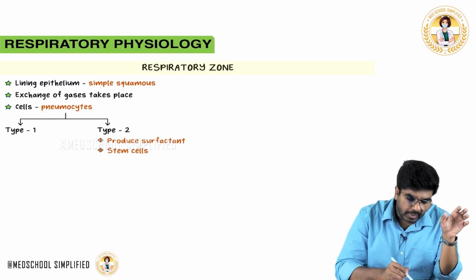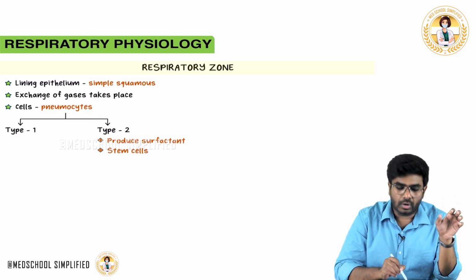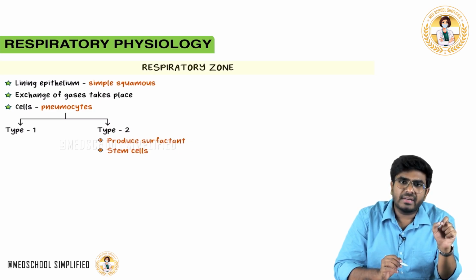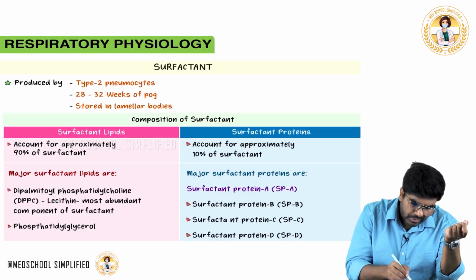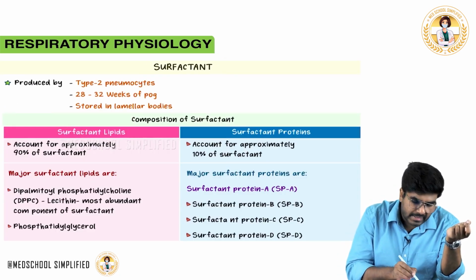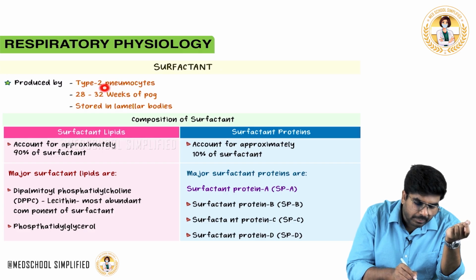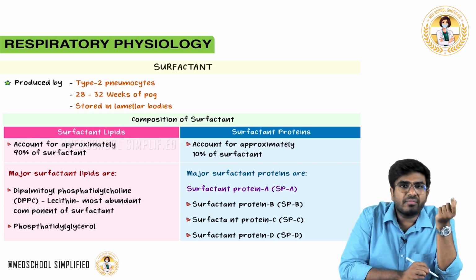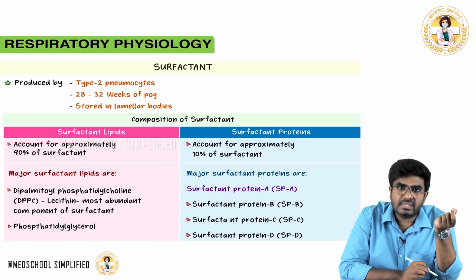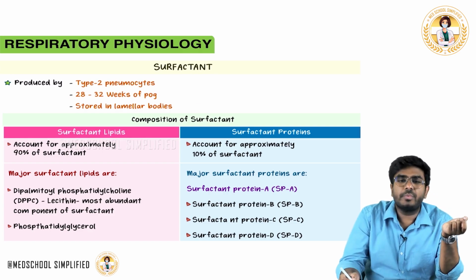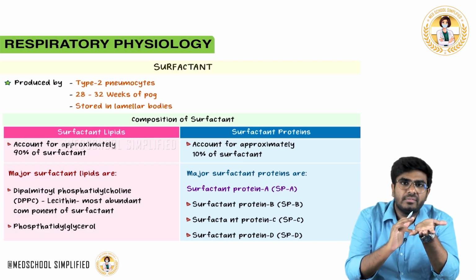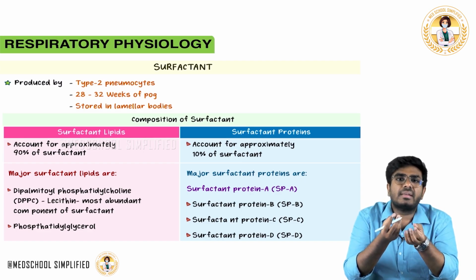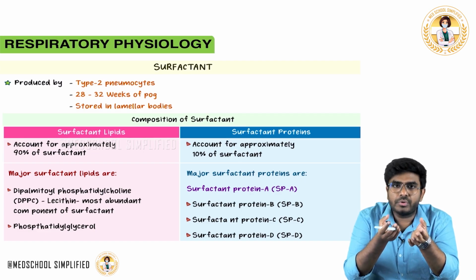Apart from that, the type 2 pneumocytes also produce something called surfactant. What is the function of the surfactant, and first of all, what exactly is the surfactant? We will discuss now. Surfactant is produced by type 2 pneumocytes. Surfactant production in the lungs starts by 28 to 32 weeks of gestation. When the baby has 28 weeks of gestation, surfactant starts to be produced in the lungs.